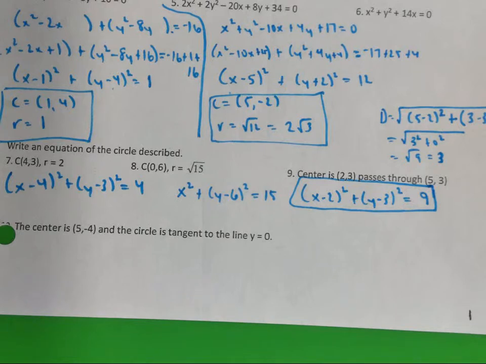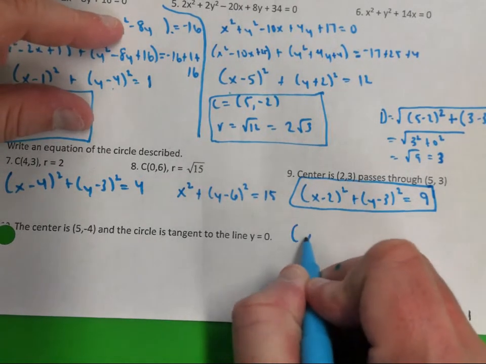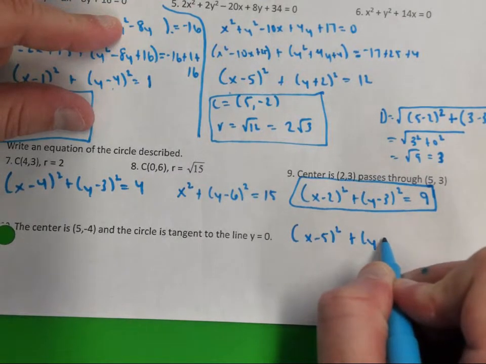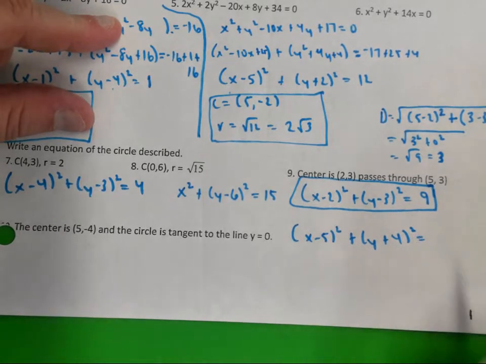Number 10 is our last one. That's this. You're going to work on your assignment. The center's at (5, -4). Okay, we know the center, so I'm going to go over and write it. (x minus 5) squared plus what? (y plus 4) squared equals.